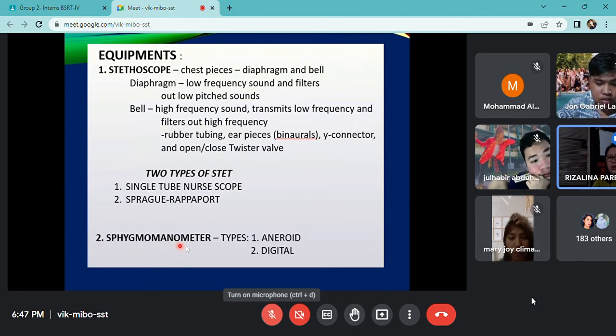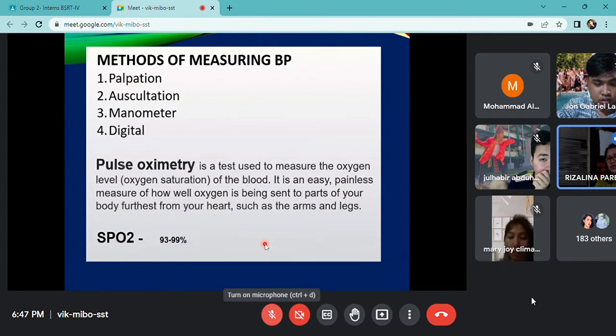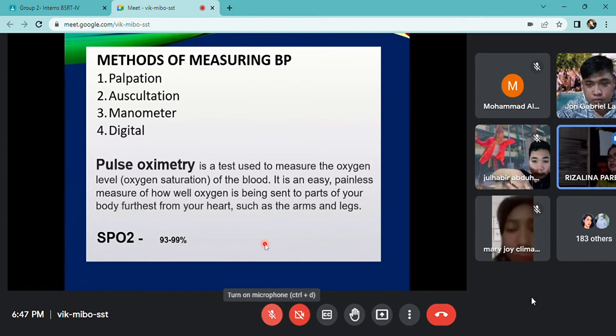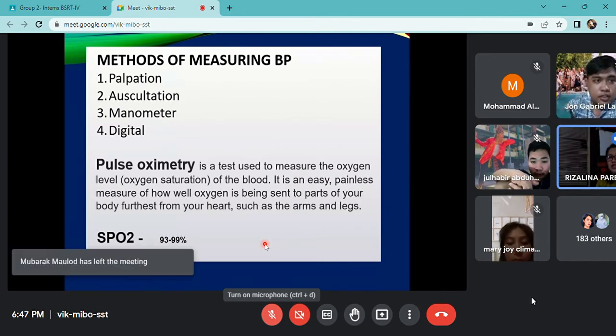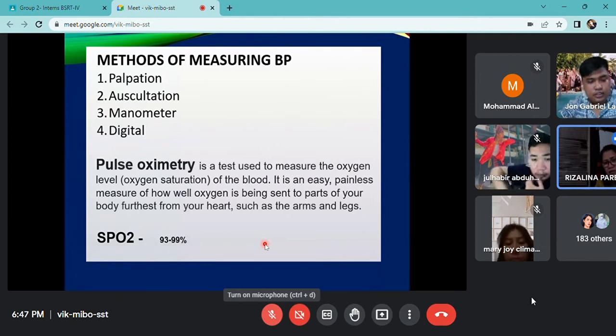Number 2, we have the sphygmomanometer, the aneroid and digital. For the methods of measuring our blood pressure, we can measure the systole and diastole via auscultation and via manometer and digital. But if it is palpation only, usually what we monitor is just the systolic pressure, because we do not use a stethoscope and we only palpate the radial pulse and then inflate the cuff.